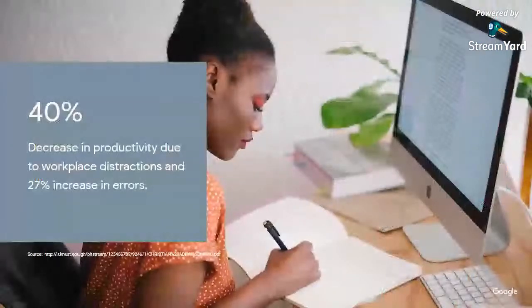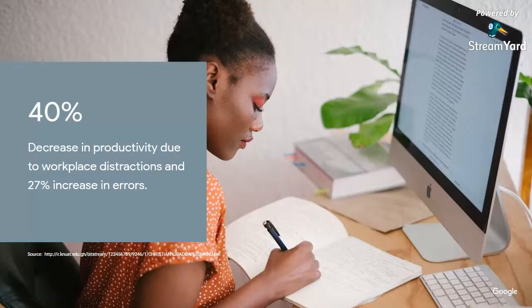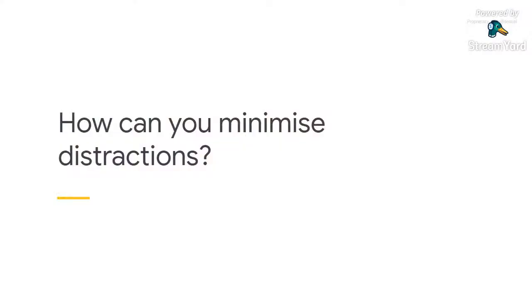Now, let us look at the stats. 40% decrease in productivity due to workplace distractions, and 27% increase in errors. Now, tell me, how can you minimize the distractions that you may have while you are working from home? How can you minimize them? Just drop the responses. Thank you. Heidi and Andy are saying all clear.